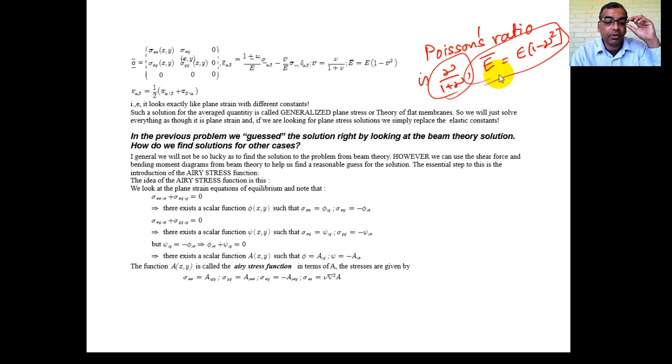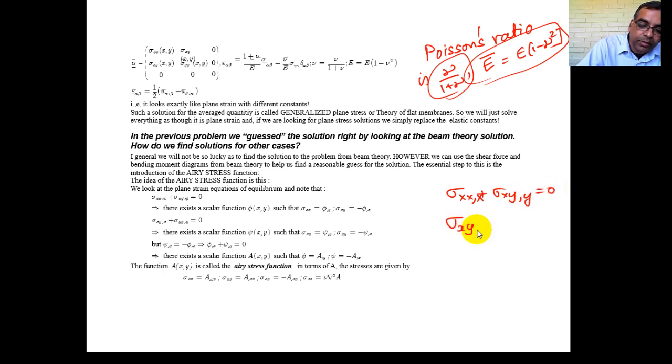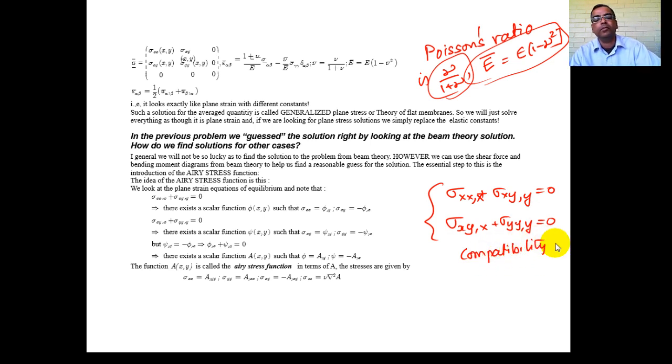Okay, so now what are we going to do? We now have a nice problem. What is the problem? We have to solve sigma xx comma x plus sigma xy comma y equal to 0, sigma xy comma x plus sigma yy comma y equal to 0, and then compatibility. That's what we're going to solve. How are we going to do this? Turns out to be a beautiful idea.